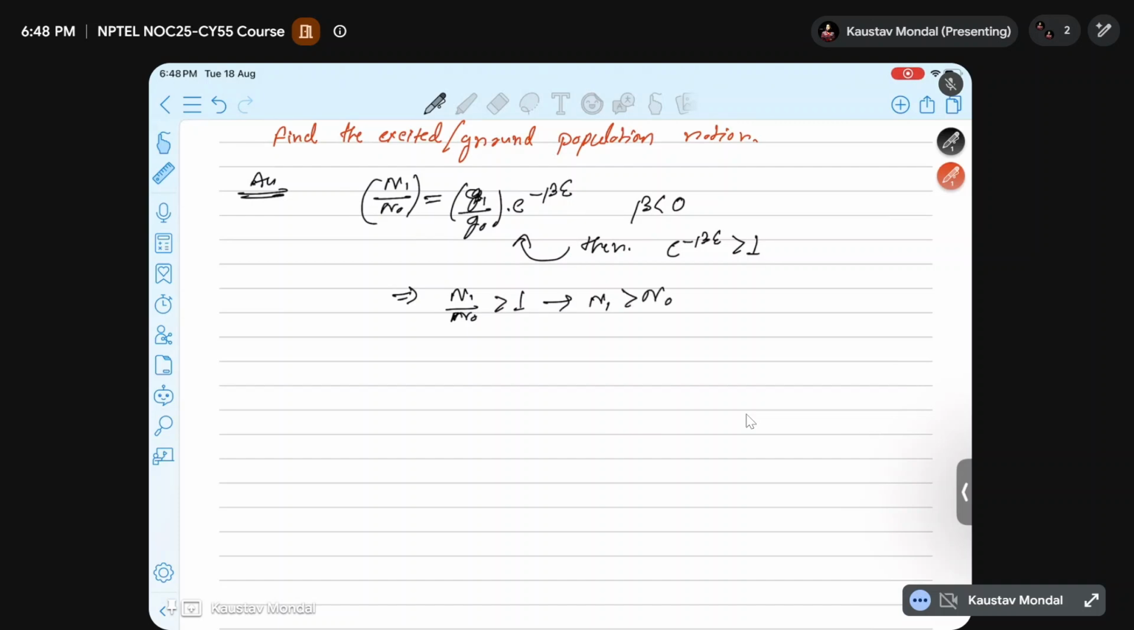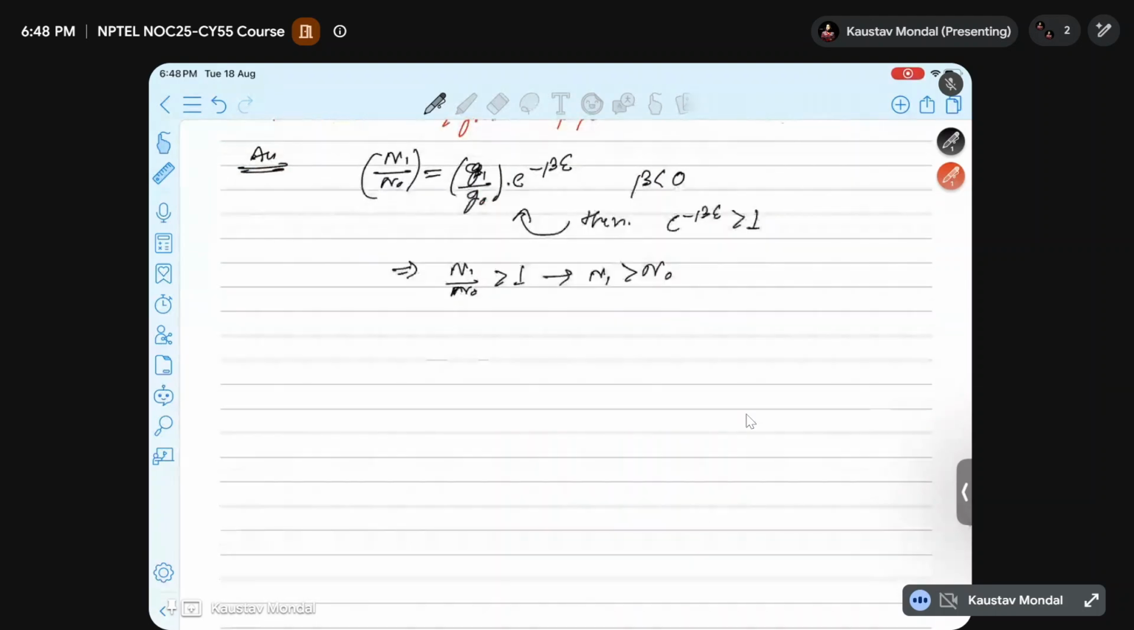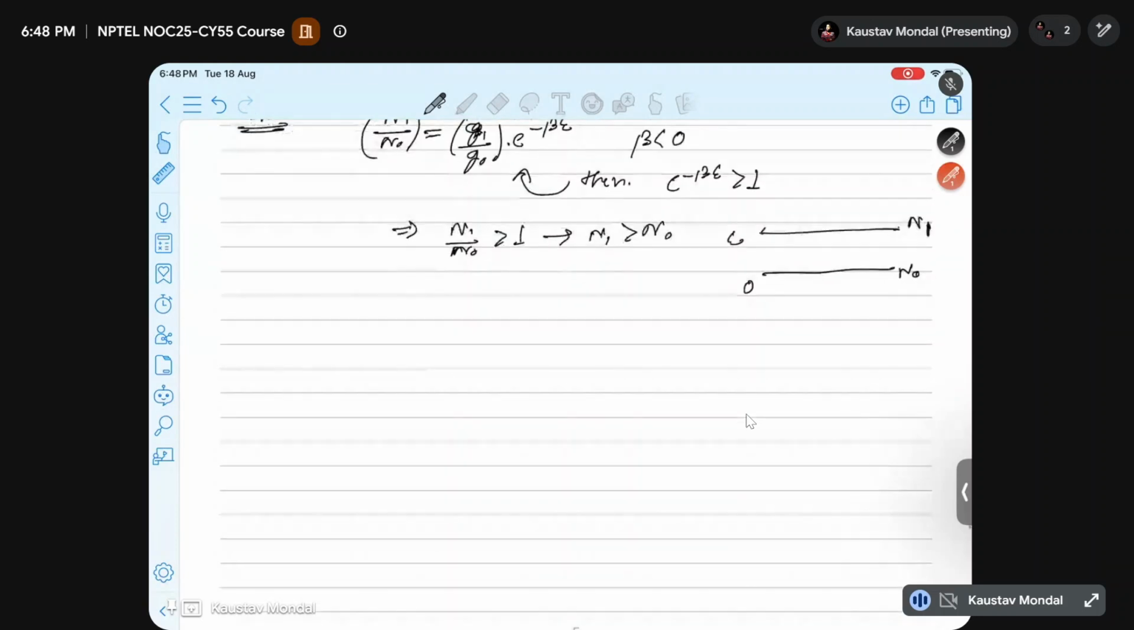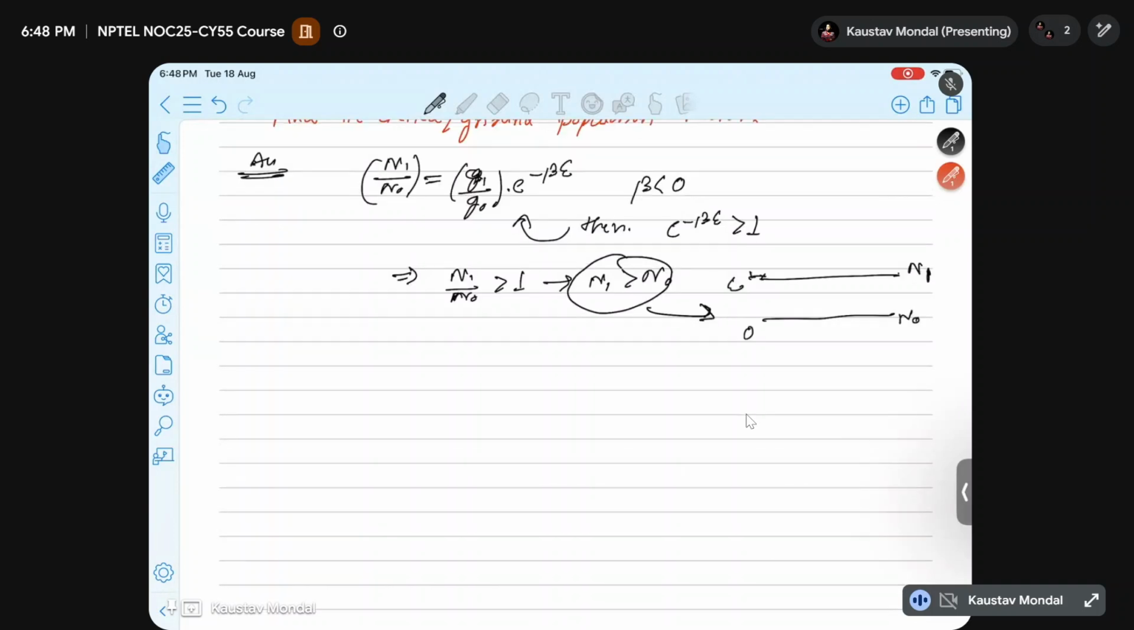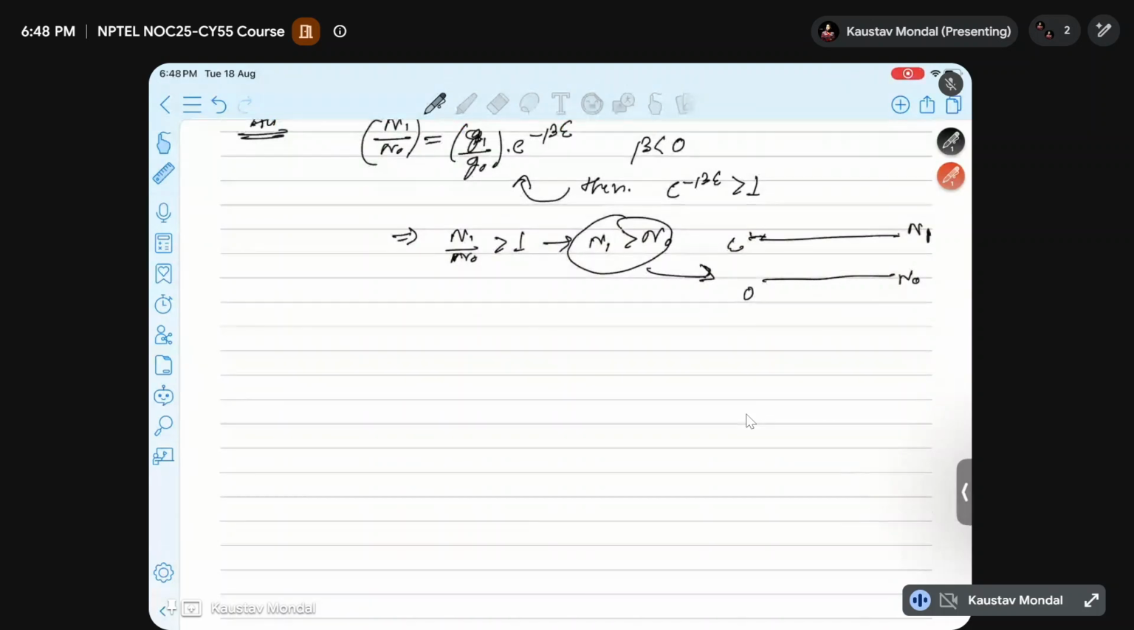So what basically happens here is that if two levels are there, e0 and e, the 0th level has population n0 and the e level has population n1. This condition shows that the population at the excited state is higher than the population at the ground state. That is the phenomenon expected for a system at inverse temperature, right?